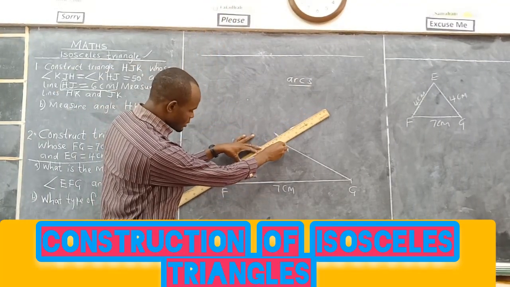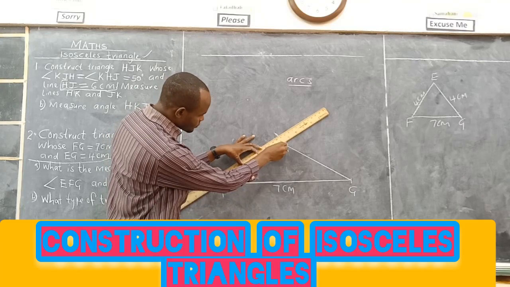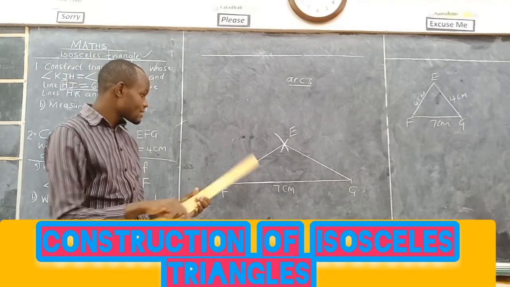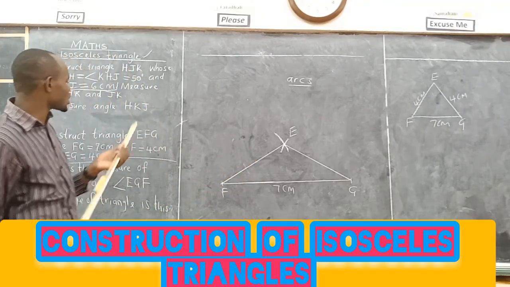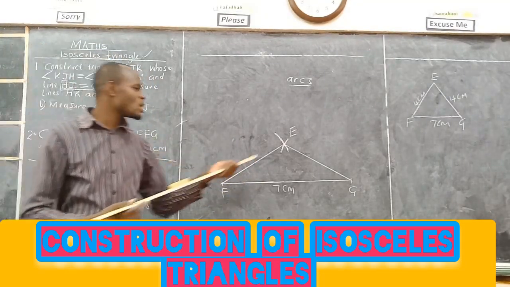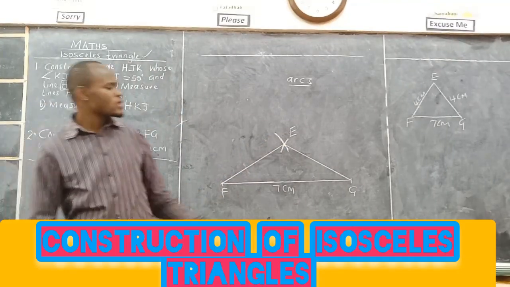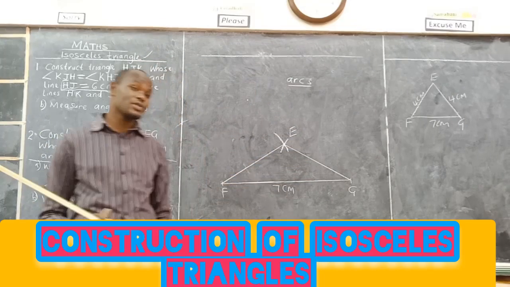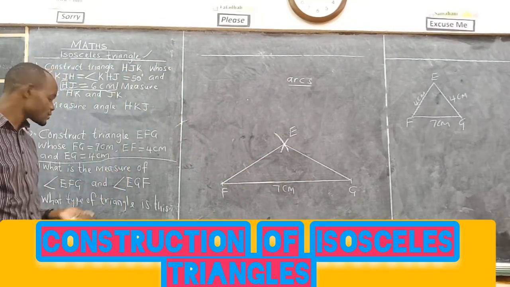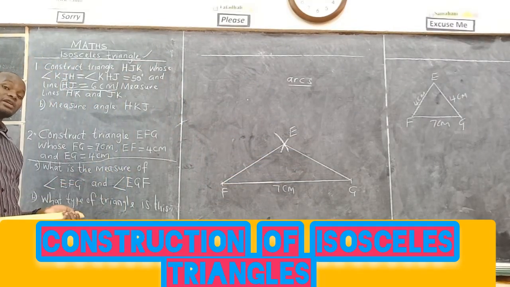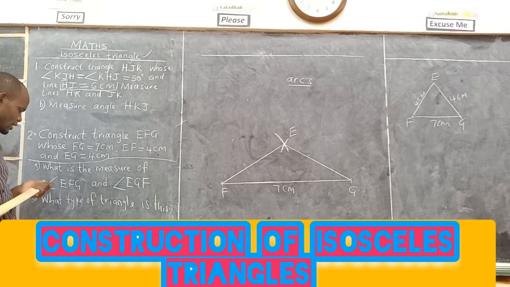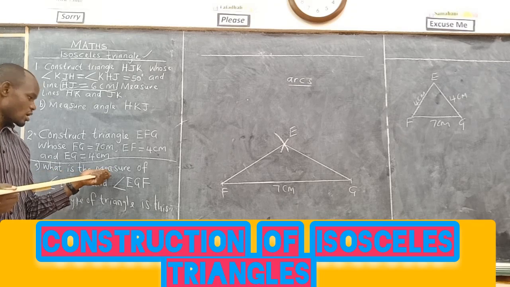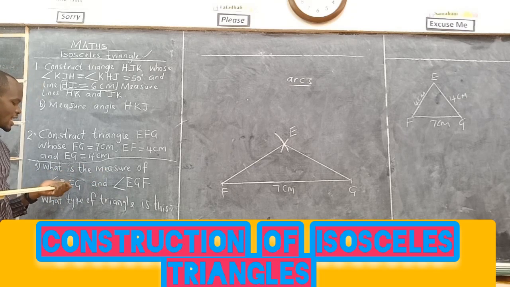So you join the other point to F. Wonderful. Breaking news. That is a triangle. This is triangle EFG. That is what they told us to construct. What are their questions? Let us show them we are very good when it comes to maths, my friend. What is the measure of angle EFG?